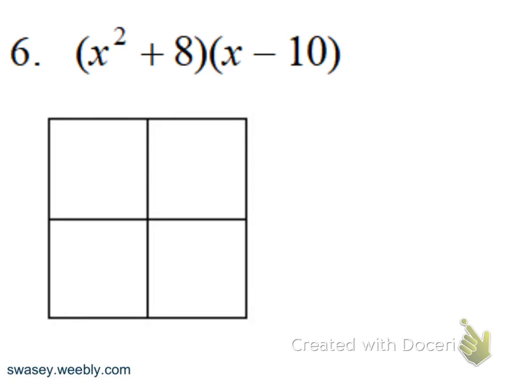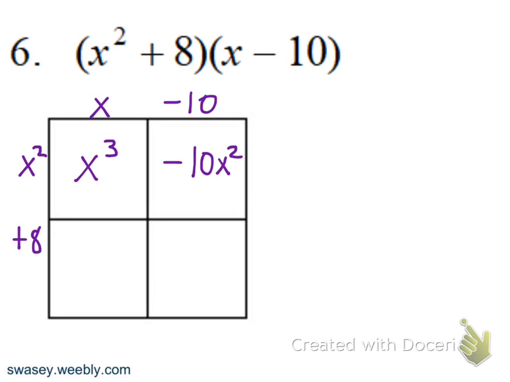If we do this one with the box method, we'll have x squared plus 8 being multiplied by x minus 10. Find the area of each rectangle. X squared times x is x cubed. X squared times negative 10 is negative 10x squared. 8 times x is 8x. 8 times negative 10 is negative 80.